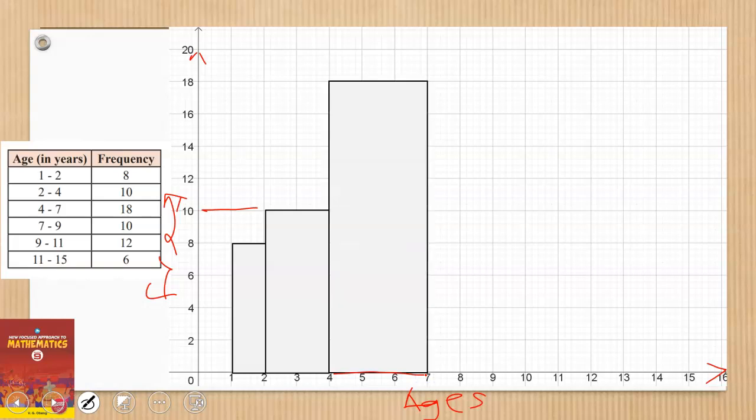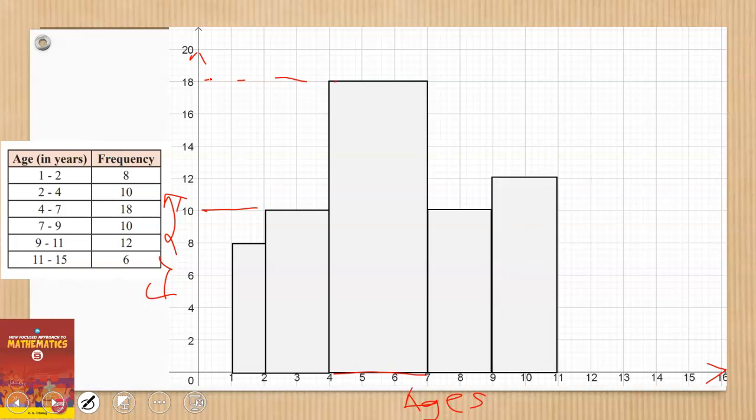We also have that one up to 18, so that responds to 18. Then we have 7 to 9, so 7 to 9 goes to 10, so you can see that well. Then from 9 to 11, so 9 to 11 we have 12, so that will go up to 12.